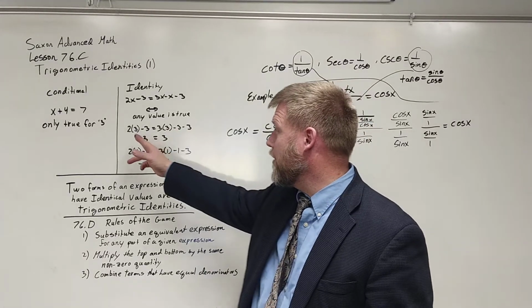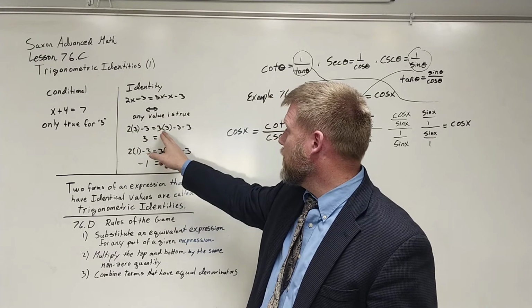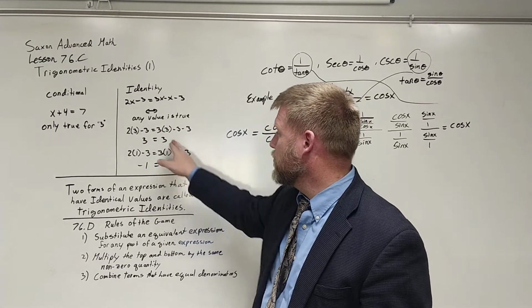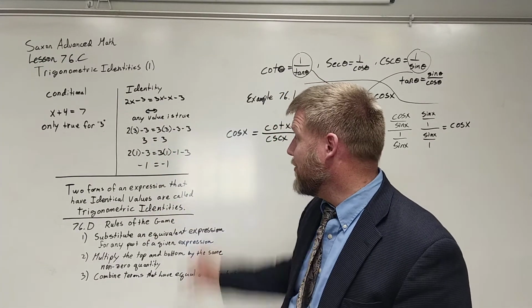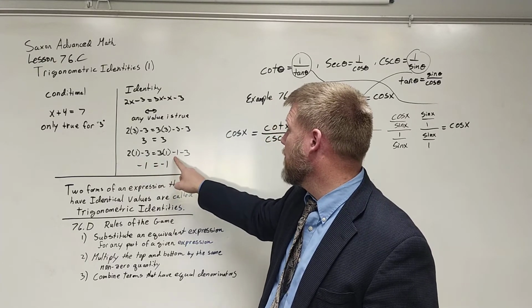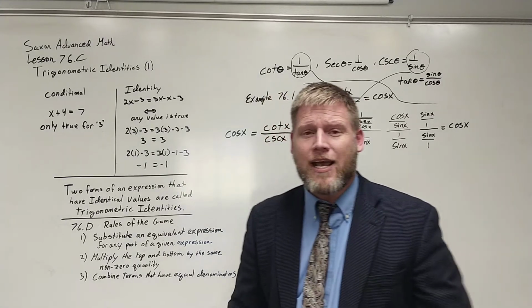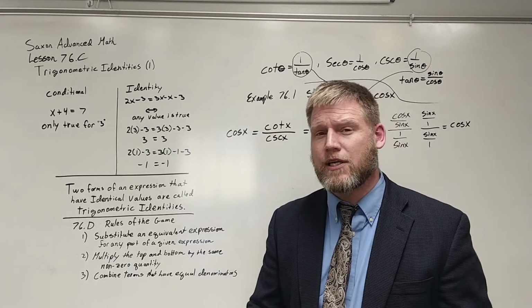But let's go ahead and plug in a value. If I put 3 in, I said 2 times 3 minus 3 equals 3 times 3 minus 3 minus 3. Guess what? 3 equals 3. If I do the same thing with 1, 2 times 1 minus 3 equals 3 times 1 minus 1 minus 3. I get negative 1 equals negative 1. It's an identity. It always works for every single value.